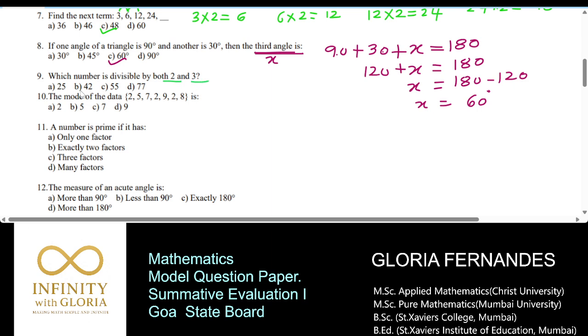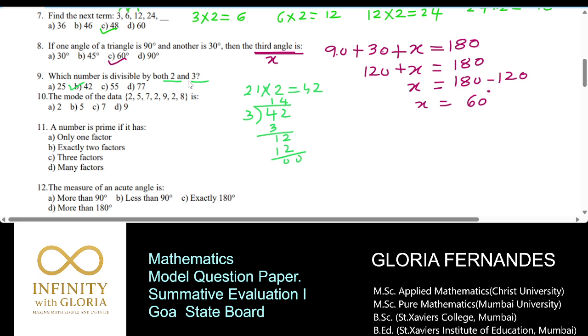So first let's check, now 25, it's not divisible by 2. 42, yes, it is divisible by 2 because 21 times 2 gives you 42. And also it is divisible by 3 because when you divide 42 by 3, 3 ones are 3, 4 minus 3 is 1, 3 fours are 12, right? So it is divisible by both 2 and 3. 55 and 77, it is not divisible by 2.